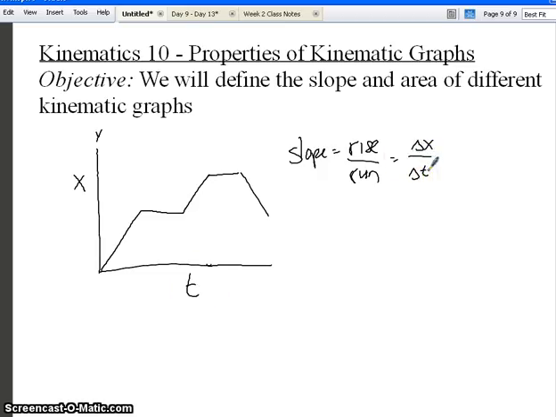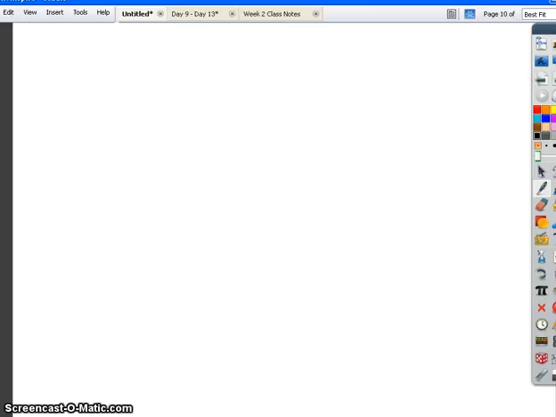So what is the formula for x over t? That is velocity. So x over t is equal to the slope. So the slope on a position time graph is equal to the velocity. So this would be a positive velocity, this would be a zero velocity, positive velocity, zero velocity, negative velocity. Okay, so we've already gone over that before, but I just want to review that again.